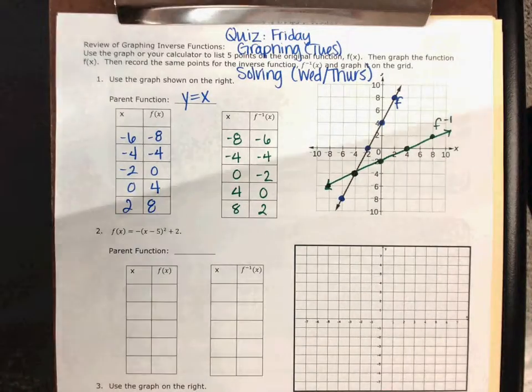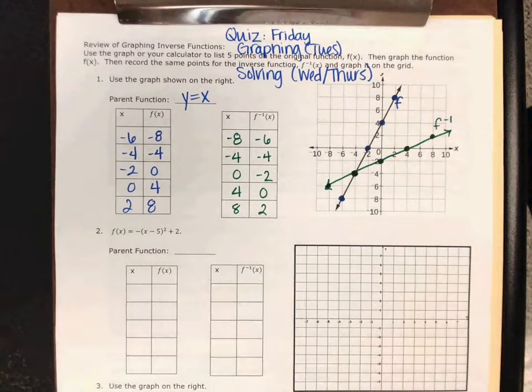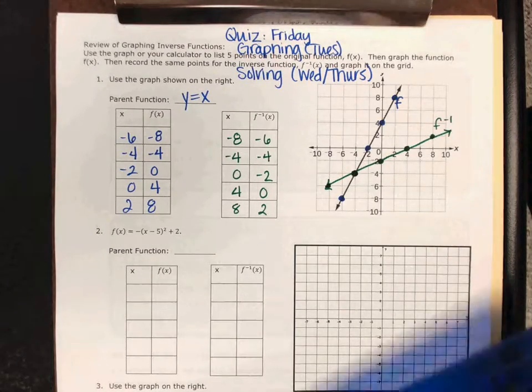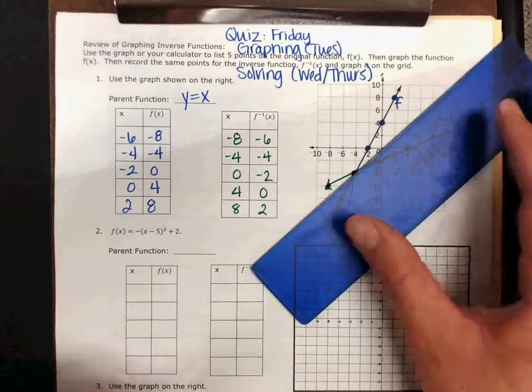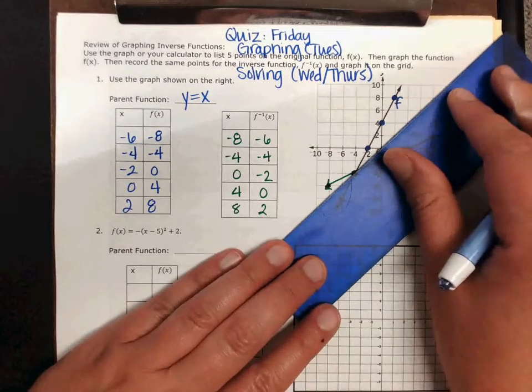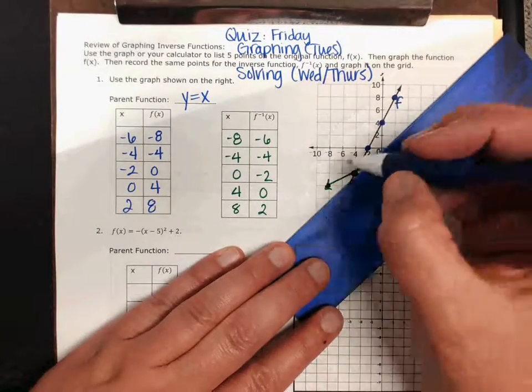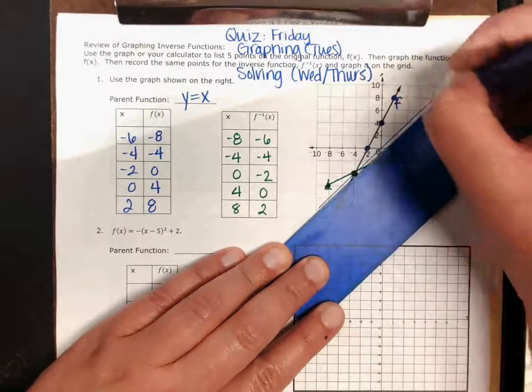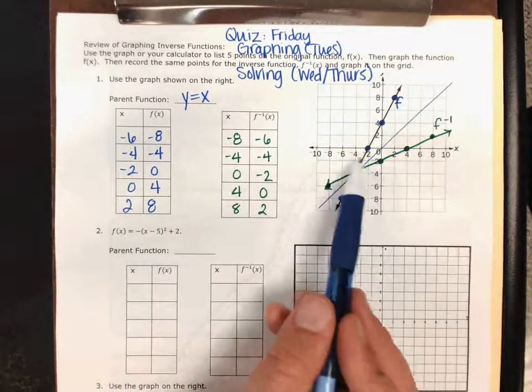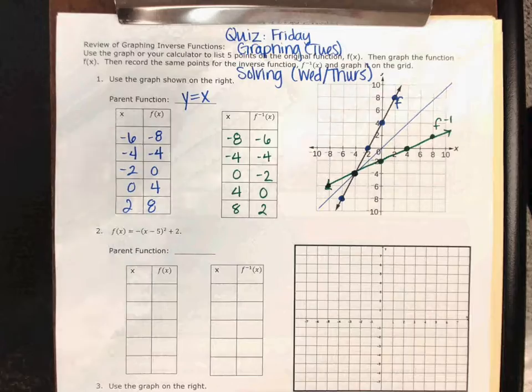Now remember that your graph should always be a reflection across the line y equals x. So that's your perfect diagonal through the graph. So if I draw this in, hopefully a little bit carefully, okay, you can see that these graphs match on either side. That's symmetric, okay? All right, let's go down to the next one.